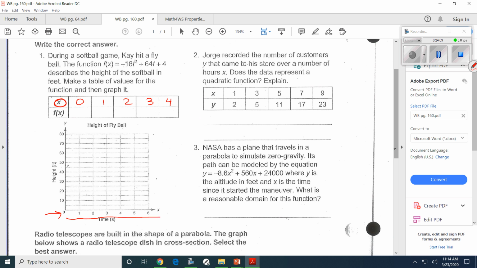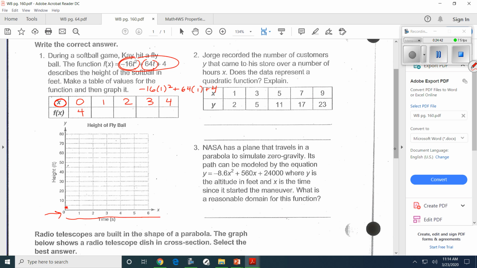Now to figure out the y, or the f of x, I have to plug in the numbers to this equation. So if I plug in a 0 to this equation, this would all be 0, and this would all be 0, so it would just equal 4. So when I graph that at 0, it would be 4. When I plug in 1, you have negative 16 times 1 squared plus 64 times 1 plus 4. All I did was plug in 1 to each of the t's.